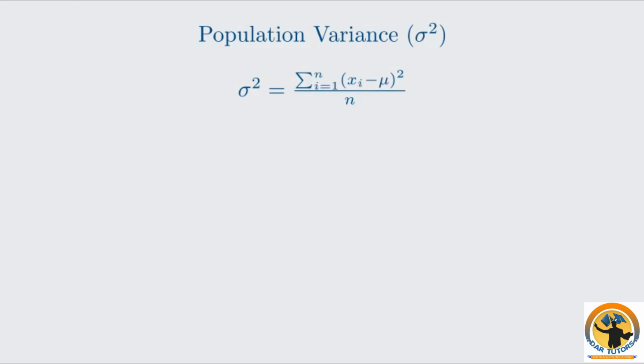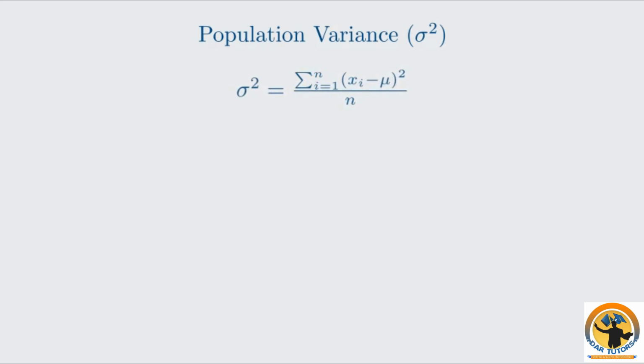We are looking at a data set of n values, x1, x2, up to xn. The term xi minus mu represents the difference between each individual data value and the mean. This is called the deviation from the mean. We square these deviations, (xi minus mu) squared, to ensure that positive and negative deviations don't cancel out, and also to penalize larger deviations more heavily.